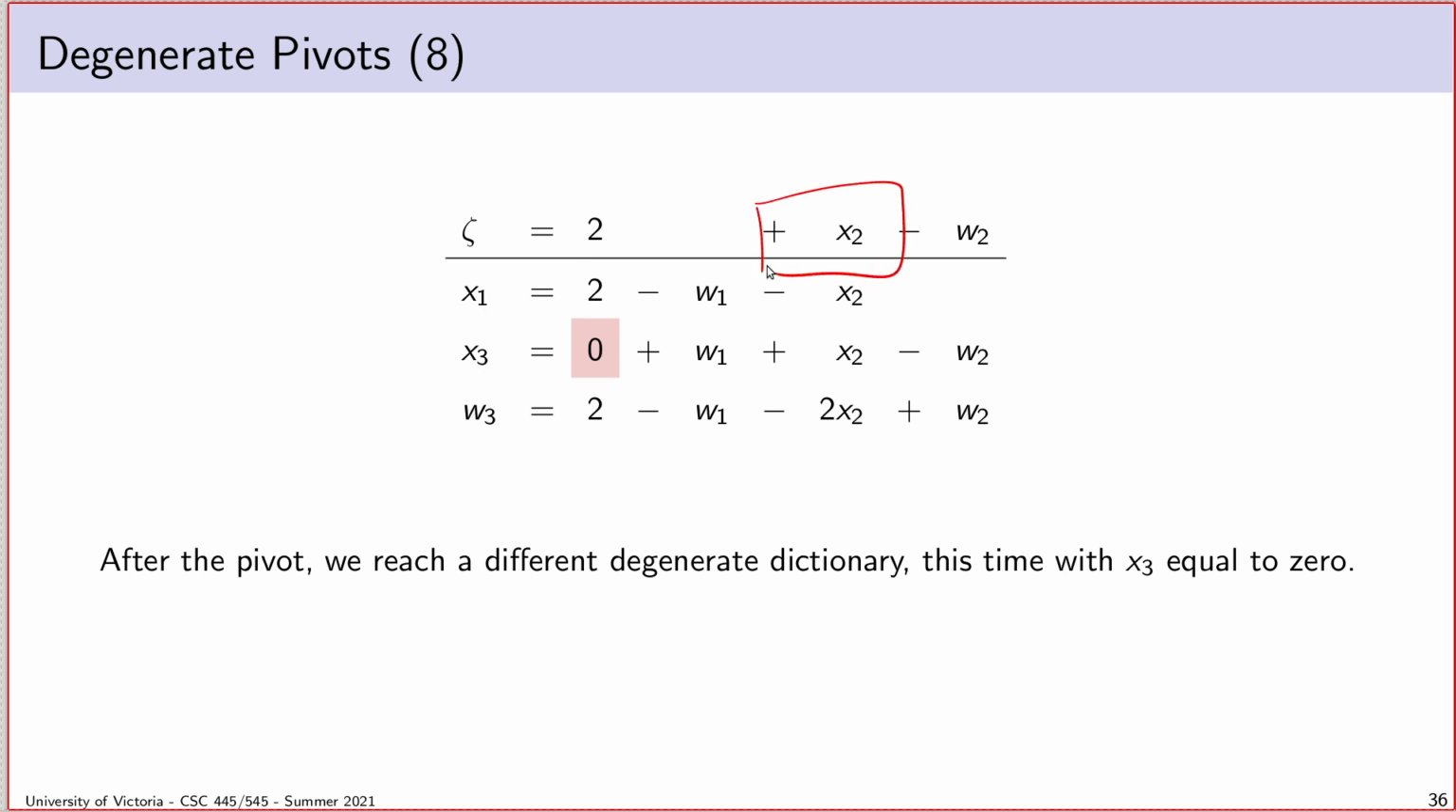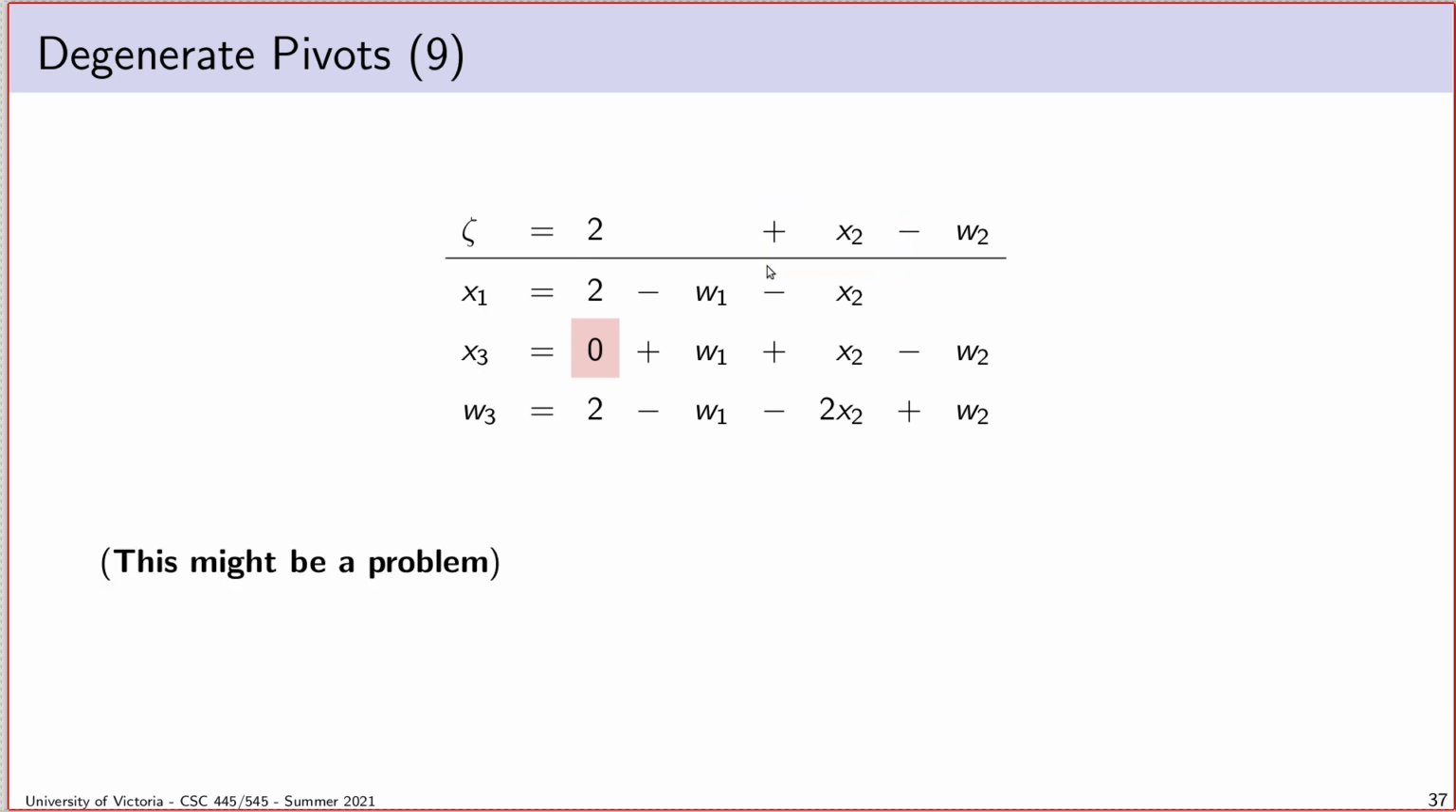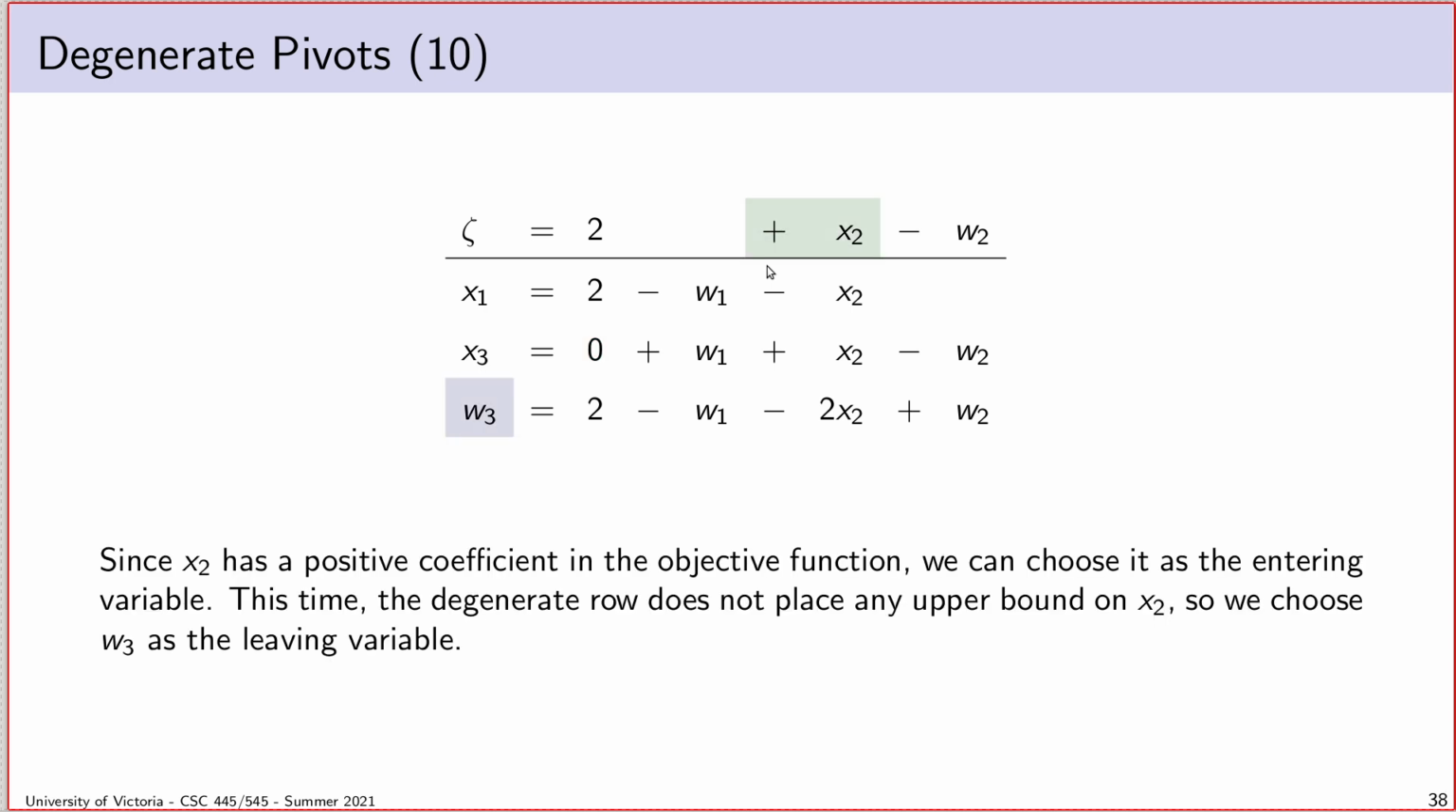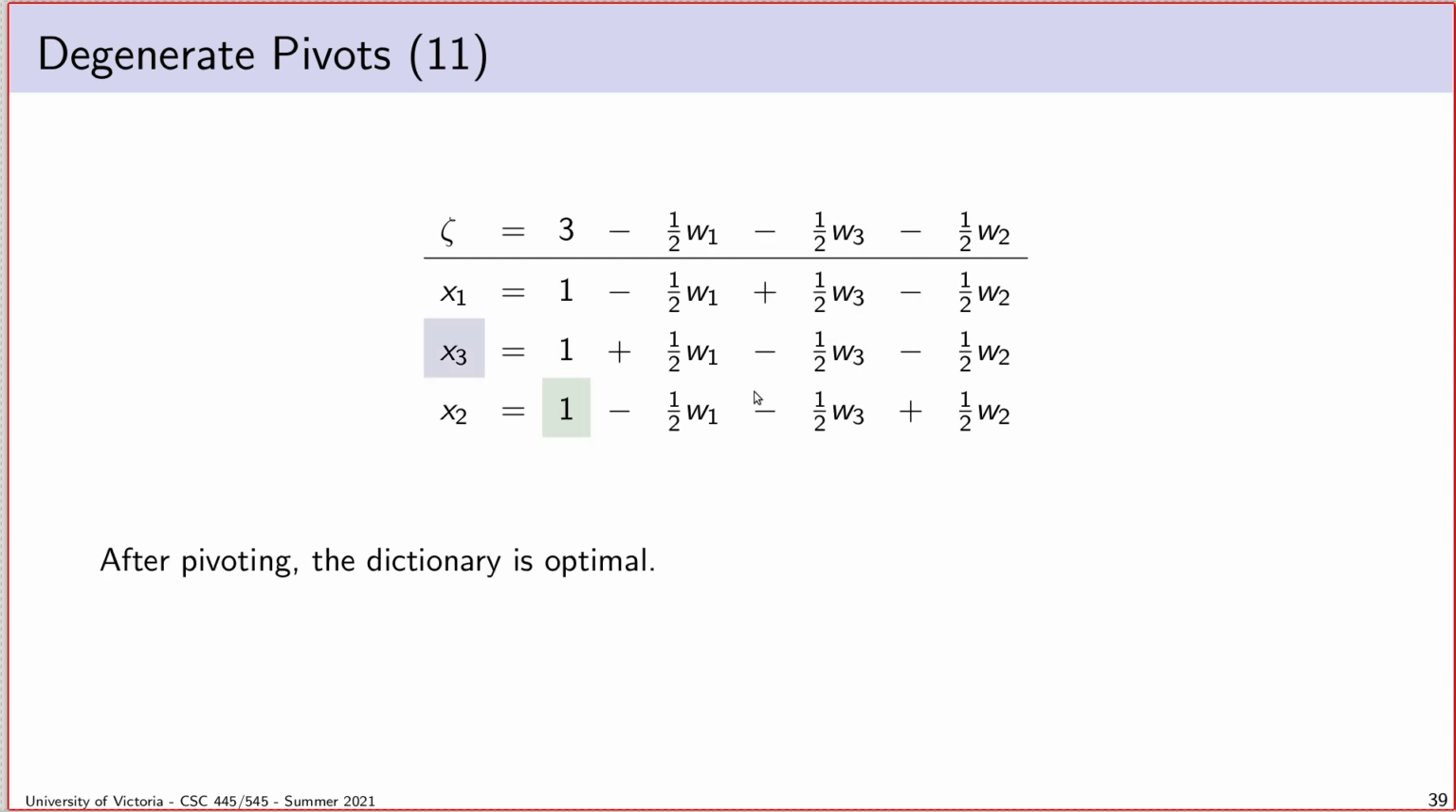So in this case, I choose x2 to be my entering variable, and I choose w3 to be my leaving variable. And notice how here, I again have this degenerate dictionary with a degenerate basic variable x3, but because the coefficient is positive, it's not considered as a candidate for the leaving variable. So the pivot I end up doing doesn't involve x3. So I pivot x2 and w3, and I end up with this.